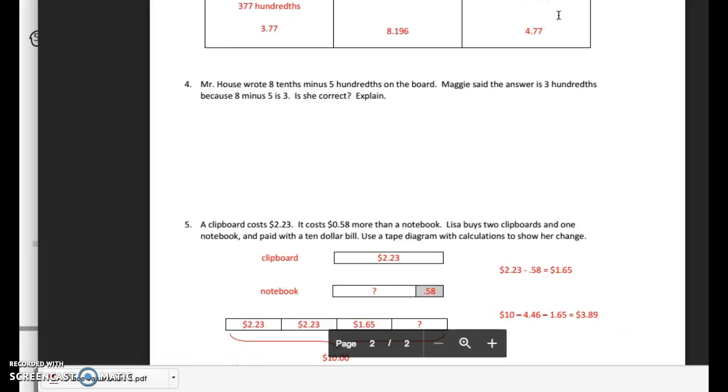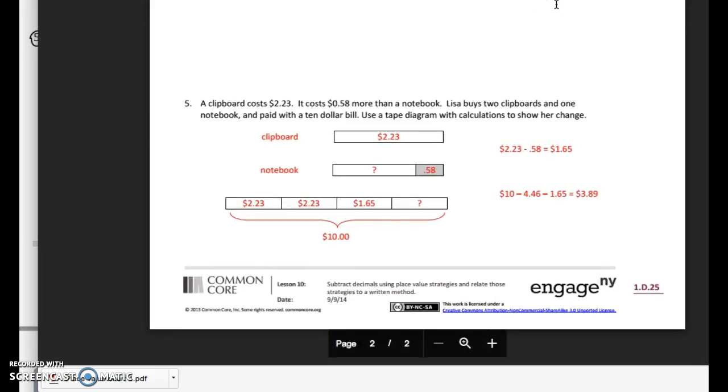Here it is. Here's that exact same problem. It says a clipboard costs $2.23, which is 58 cents more than a notebook. Lisa buys 2 clipboards and 1 notebook. So they've made a picture out of this. She buys a clipboard, 1 clipboard, and it costs $2.23. The notebook, we don't know how much it costs, but we know that the total, $2.23, if we take 58 cents off of that, we will find out the notebook. So they did it with a standard idea over here to come up with, oh, well, it's $1.65. And then you make a big long tape like this.